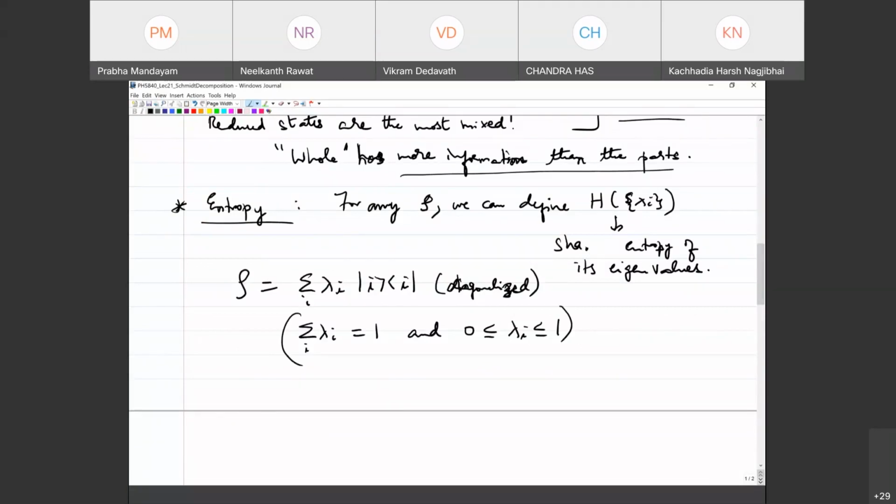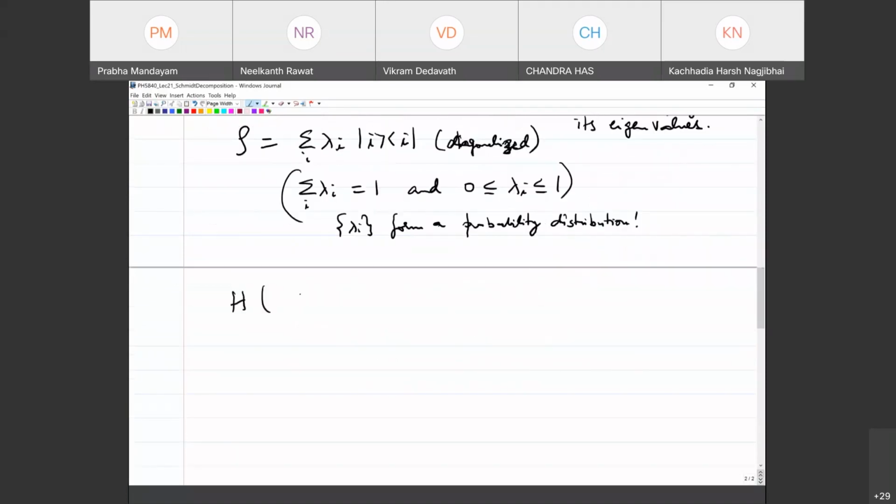The lambda i's associated with the density matrix form a probability distribution. Right? And so you can always define the Shannon entropy of a probability distribution. Can someone tell me what this definition is?